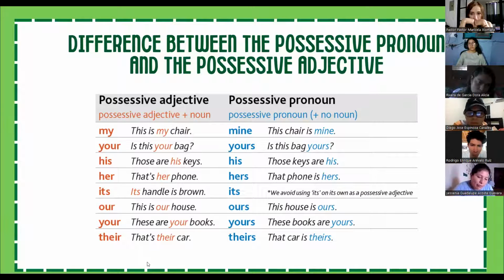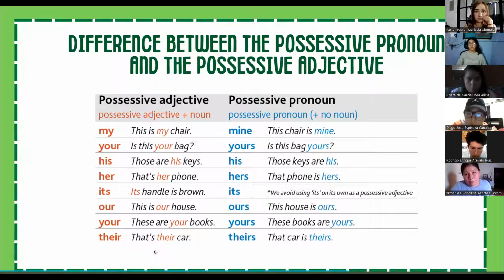Okay. Possessive pronoun plus no noun. Mine. This chair is mine. Yours. This bag is yours. His. Those keys are his. Hers. That phone is hers. We avoid using its on its own as a possessive pronoun. Ours. This house is ours. Yours. These books are yours. Theirs. That car is theirs.